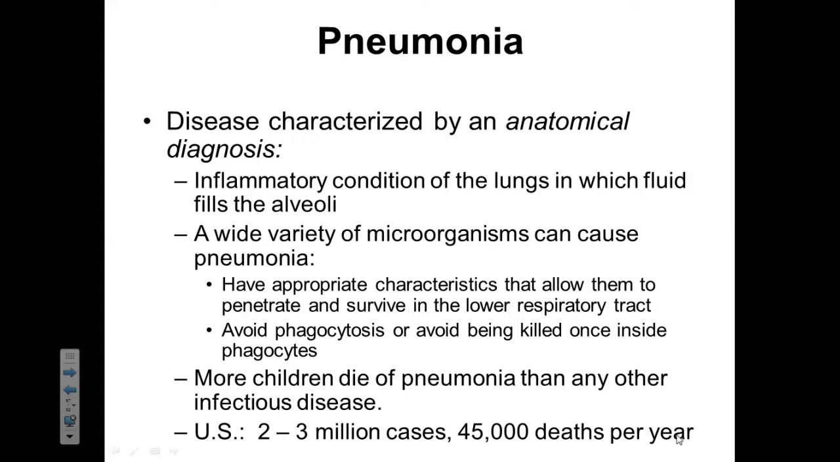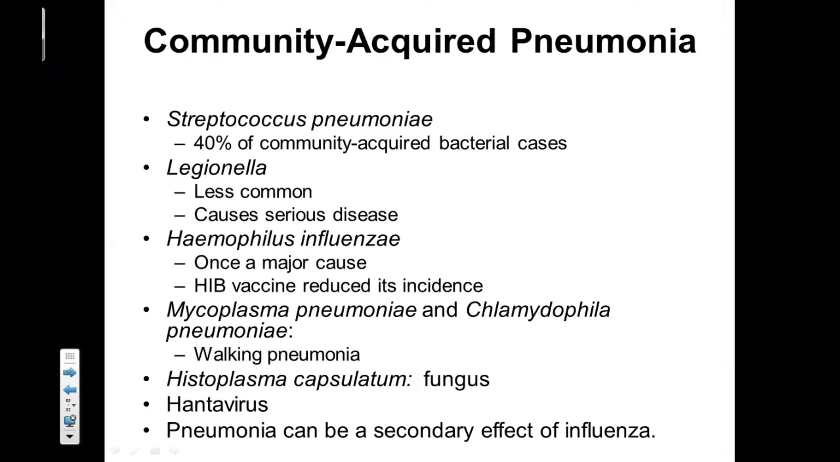If we look at what demographic is most hard hit by pneumonia, it's definitely going to be children. Children are harder hit, and more children die from pneumonia than any other disease. Within the United States itself, we have 2 to 3 million cases of pneumonia every year, and of those, there are typically about 45,000 deaths.